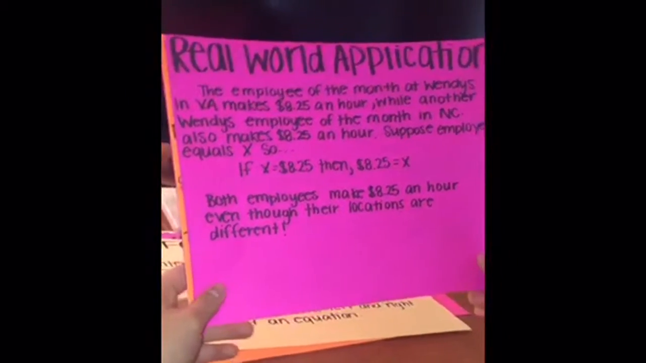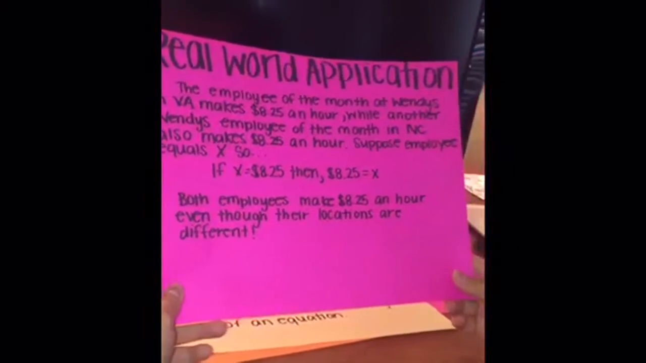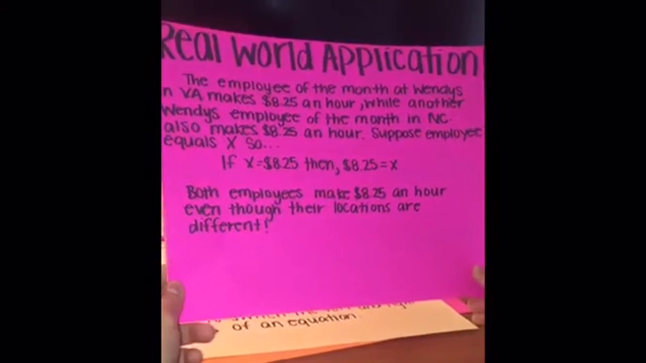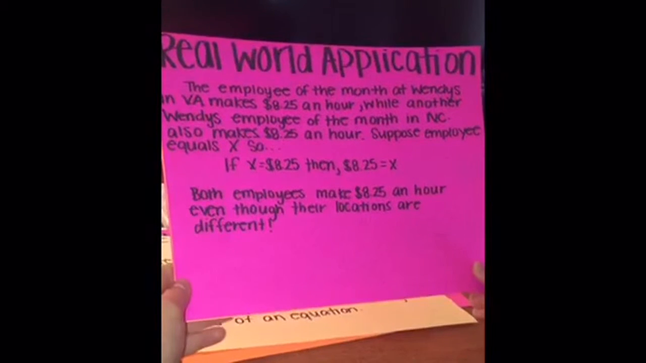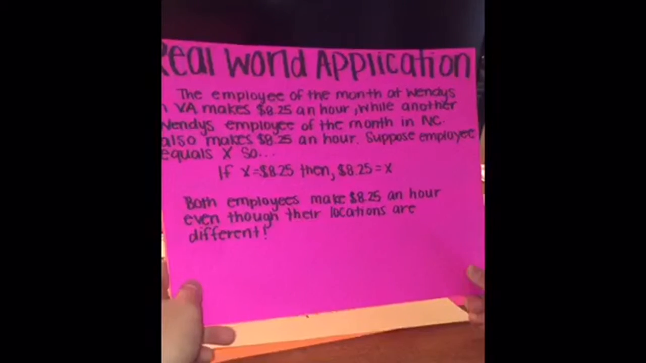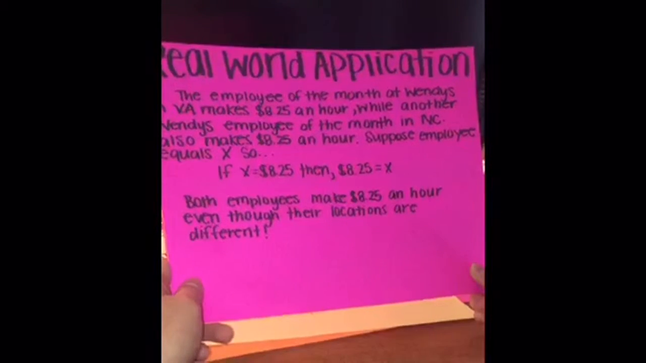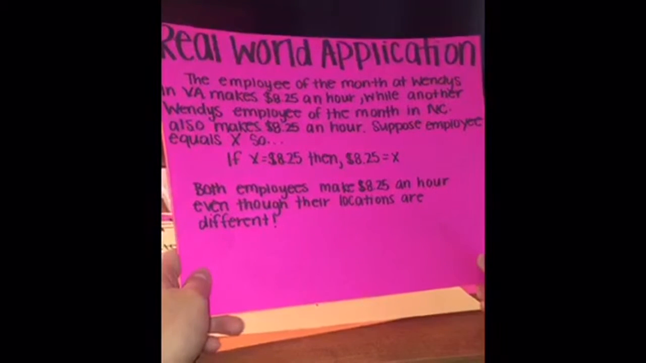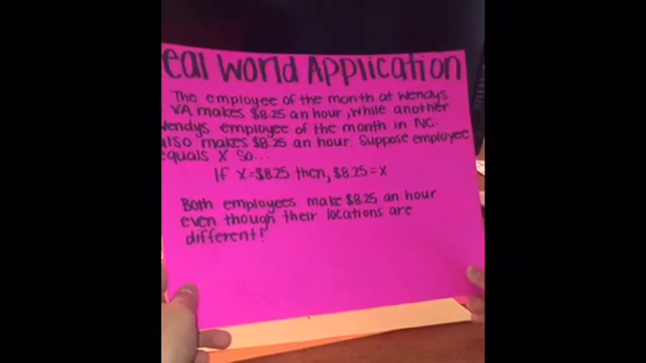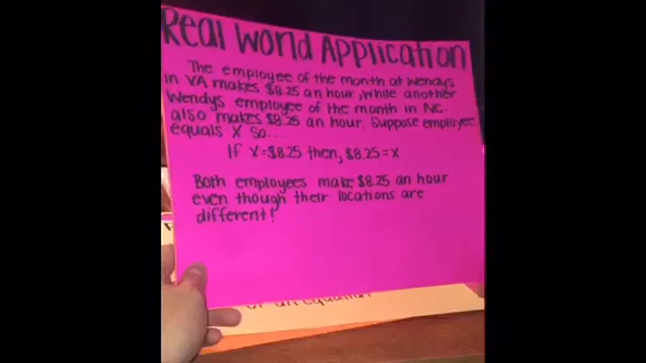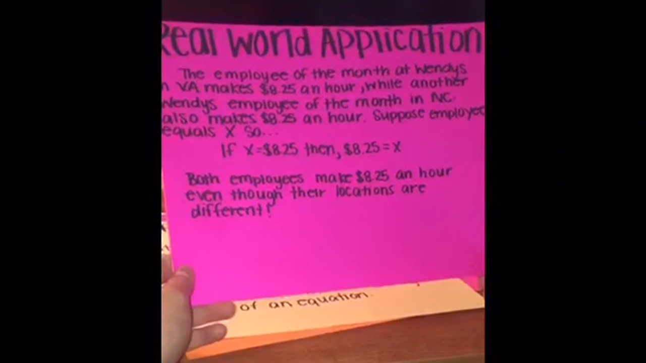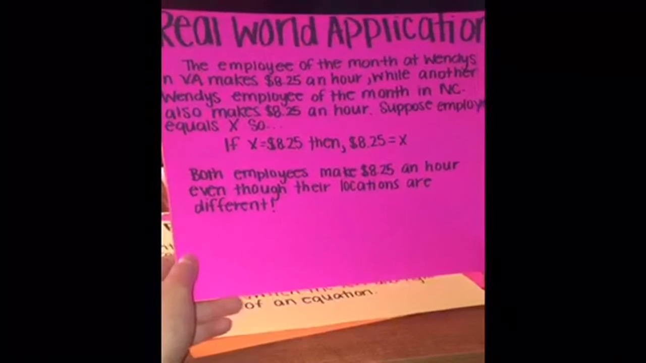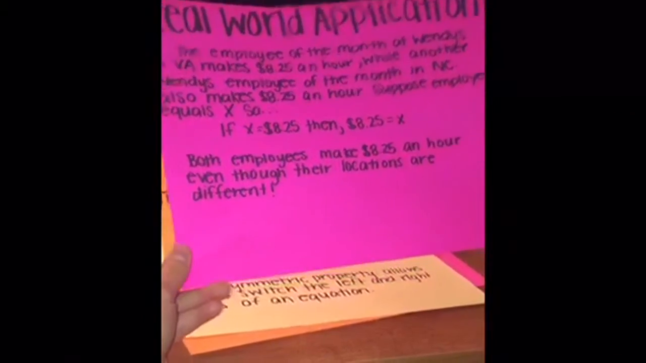Real-world application problem. The employee of the month at Wendy's in Virginia makes $8.25 an hour, while another Wendy's employee of the month in North Carolina also makes $8.25 an hour. Suppose employee equals X, so if X equals $8.25, then $8.25 equals X. Both employees make $8.25 an hour, even though their locations are different.